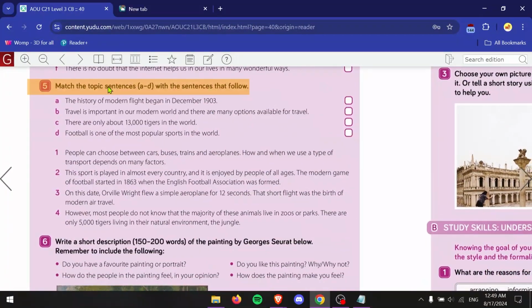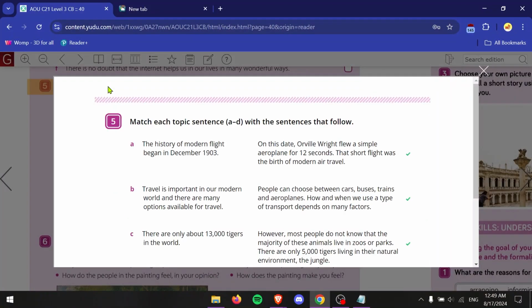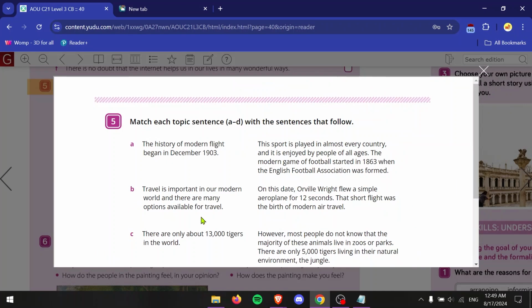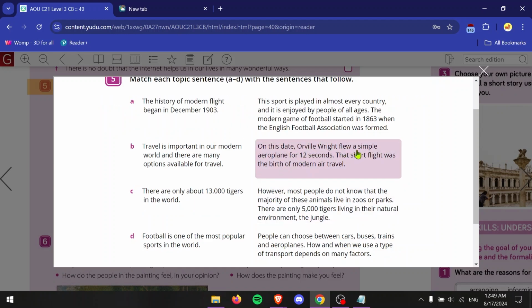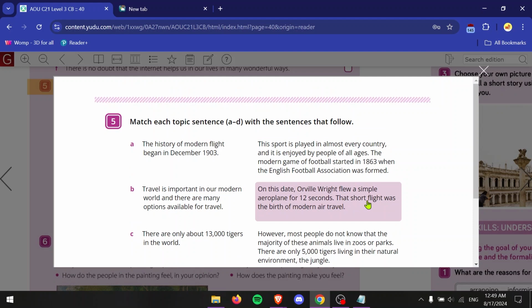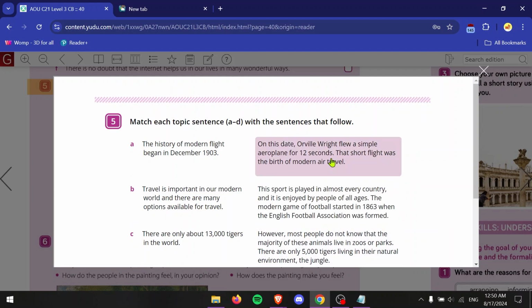All right, let's go to 5. Match each topic sentence with the sentences that follow. Okay, so we have some topic sentences, and we want to match each with the description that follows afterwards. The history of modern flight began in December 1903. So this is talking about flight. On this date, Orville Wright flew a simple airplane for 12 seconds. That short flight was the birth of modern air travel. So this will be air travel, flight, same thing.